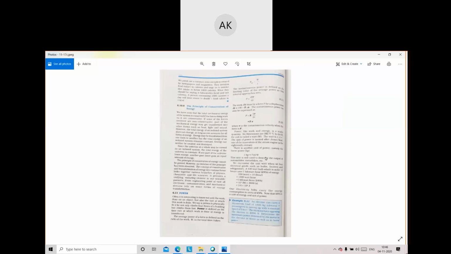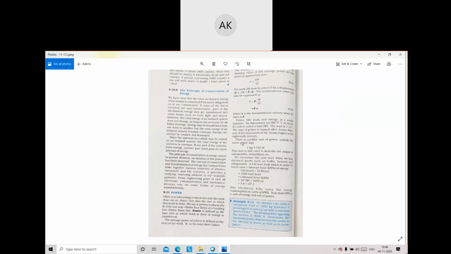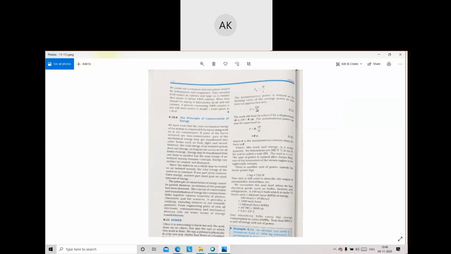And power we have discussed before. Power is the rate at which work is done. Average power is dW by dt. dW is the work done, dt is the time taken for that work. So work done by time will give power. Average power is work by time.